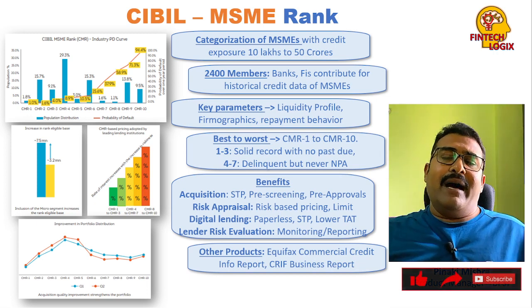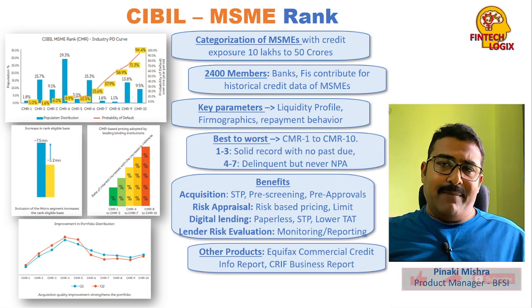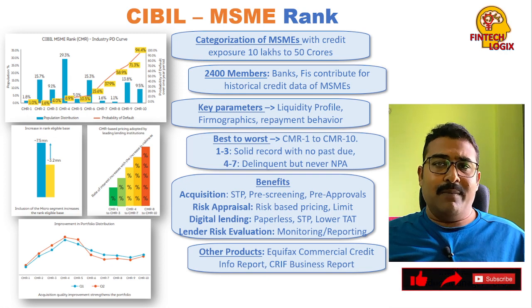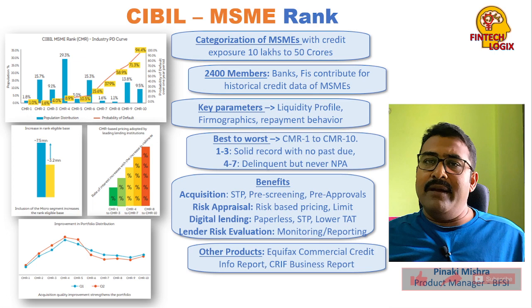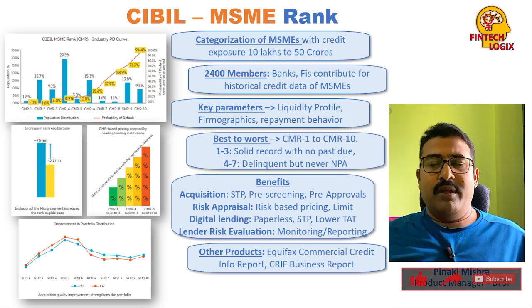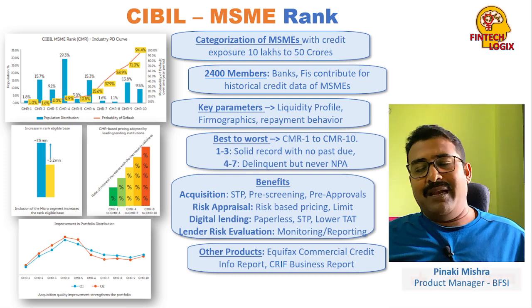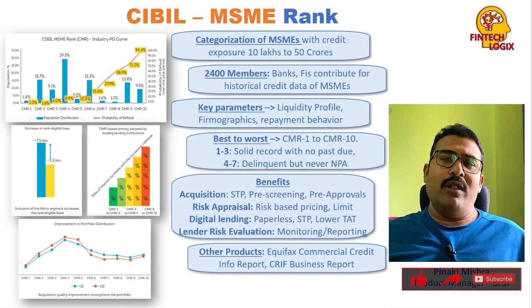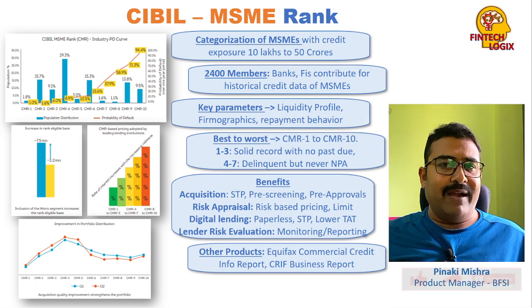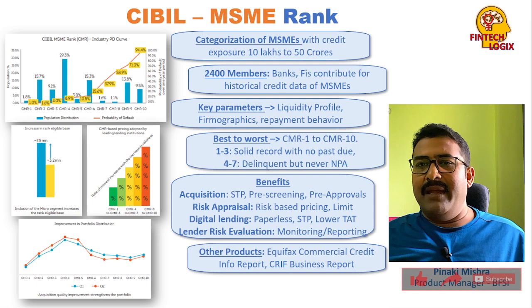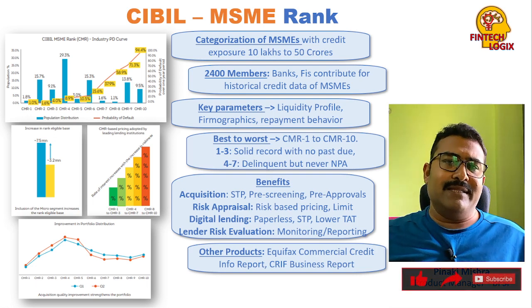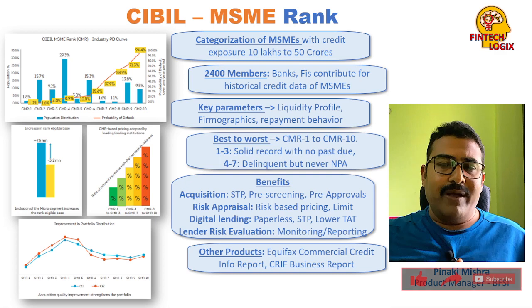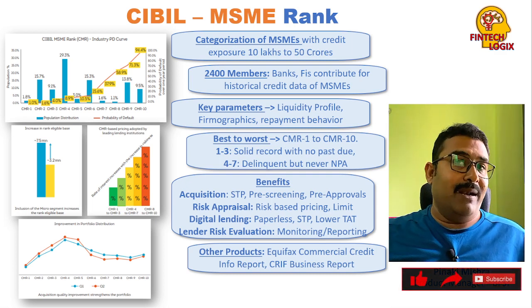Now in the market there are other products that compete with the CIBIL MSME Rank. For example, there is one from Equifax, which is the Equifax Commercial Credit Information Report, and CRIF also provides a business report. So the USP of CIBIL is the ability to aggregate this data, giving weightage to all these parameters and arriving at one single factor, which is your MSME rank, that can be much more efficient for quick decisioning, I would say. So that is the USP of CIBIL at this point of time. But other products like Equifax and CRIF are also working on similar products.